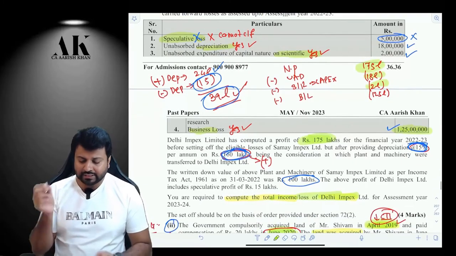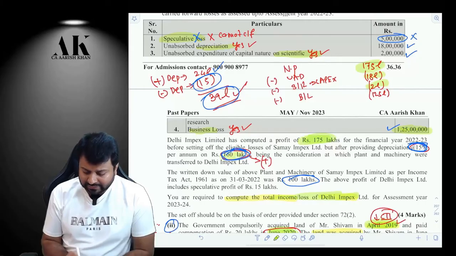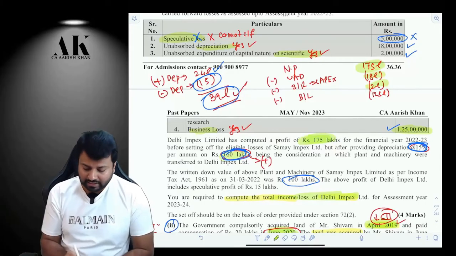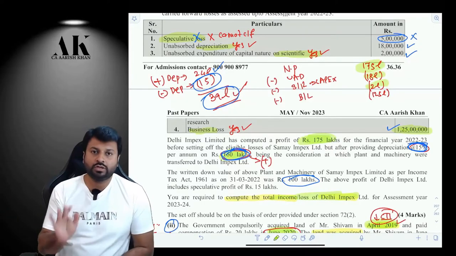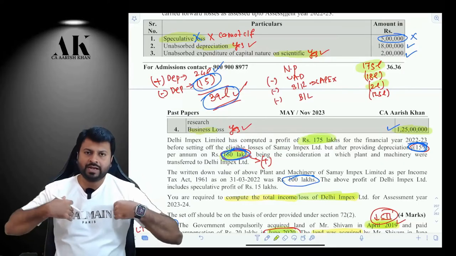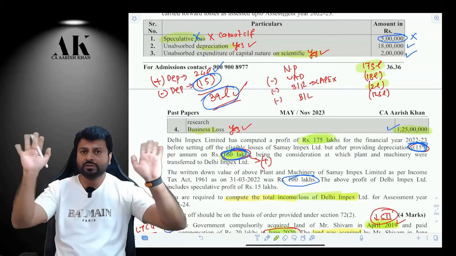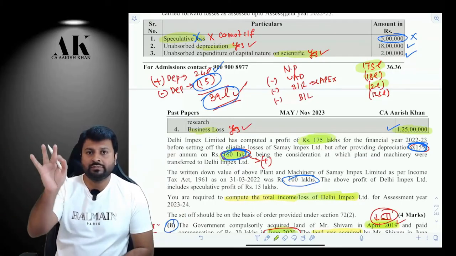Okay. Now, there is one mistake done by the company. What is the mistake? The company has transferred the asset at 160 lakh rupees to the amalgamated company. Now they have taken depreciation at 160 lakhs only. No. You are not supposed to take depreciation at 160 lakhs. Suppose in amalgamation, if I am the amalgamated company, you are the amalgamating company, and you are selling me assets for 160 lakhs. I am not supposed to claim depreciation at 160. I am supposed to claim depreciation at WDV.